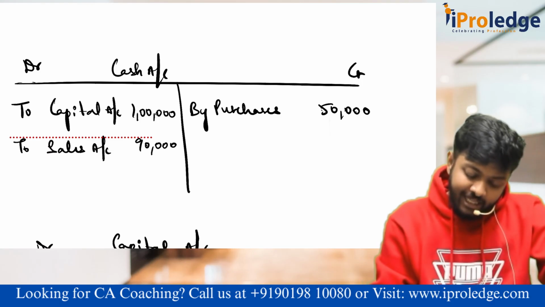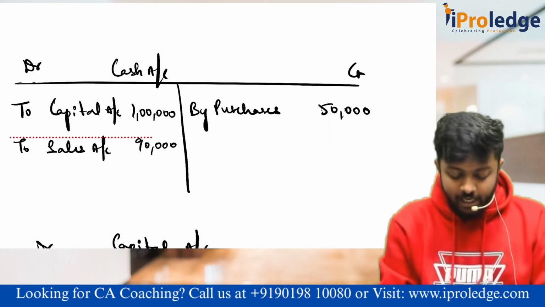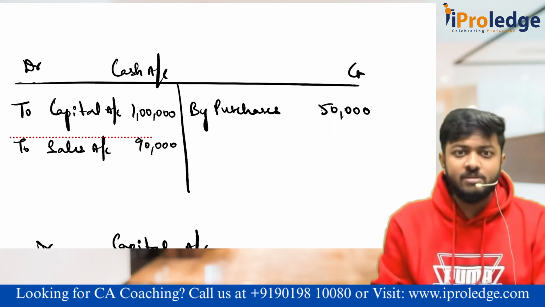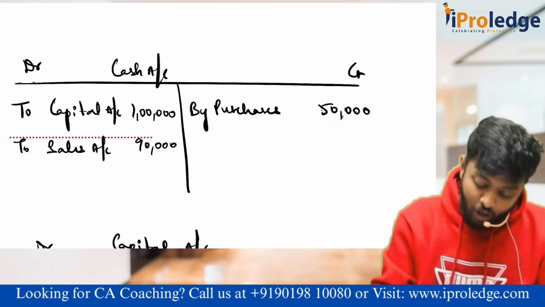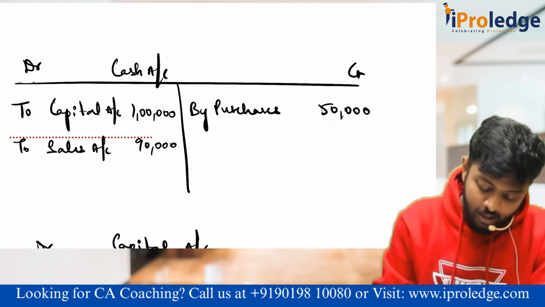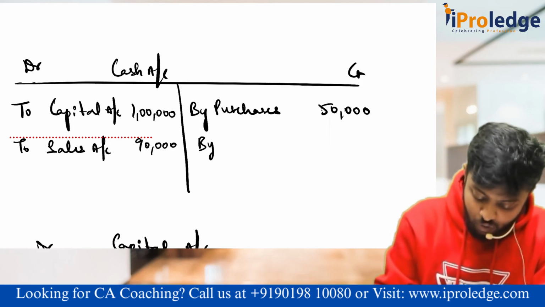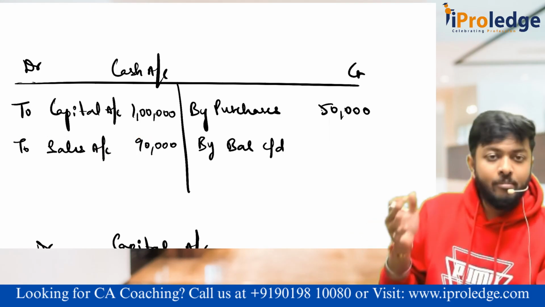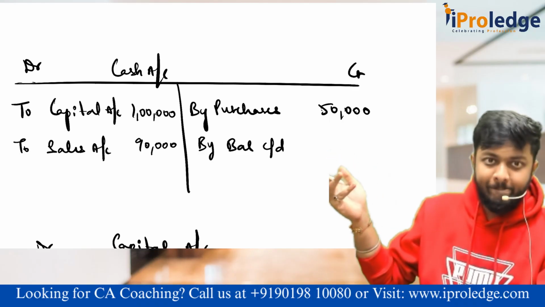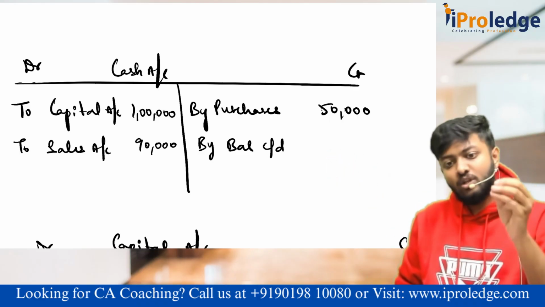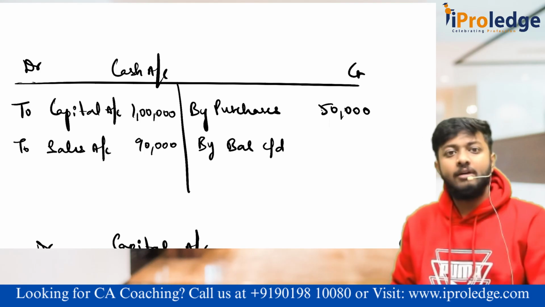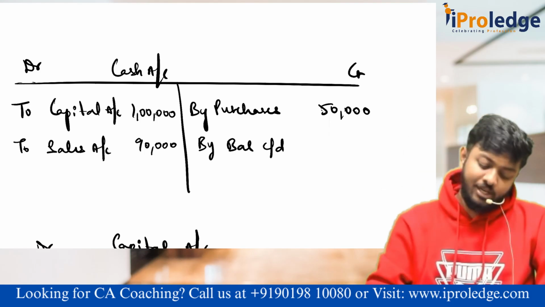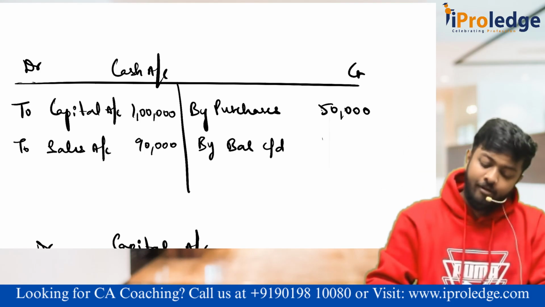How to balance? Take the highest side. Which is the highest side here? Debit side 1,90,000. Subtract the lowest side, 1,90,000 minus 50,000. It is 1,40,000. So the balance of this account is 1,40,000. So I'll write it as by balance carried down, because I want to carry these balances next year. Assets are those things which give benefits for more than 1 year. So it is very important for me to carry their balances to the next years as well. So by balance carried down, it should be 1,40,000.